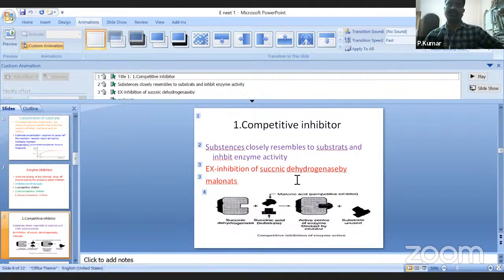So what is that? Competitive inhibitors or non-competitive inhibitors, allosteric ones. These types are very, very important. You should prepare in this manner only. Competitive means they resemble the substrates. So what is an example? Succinic dehydrogenase. So that is clear.